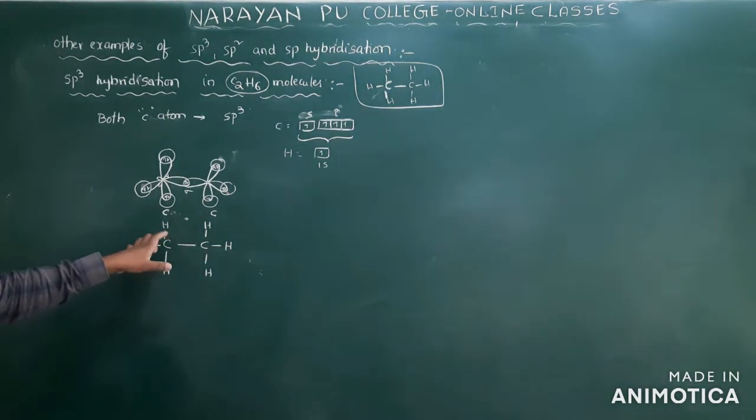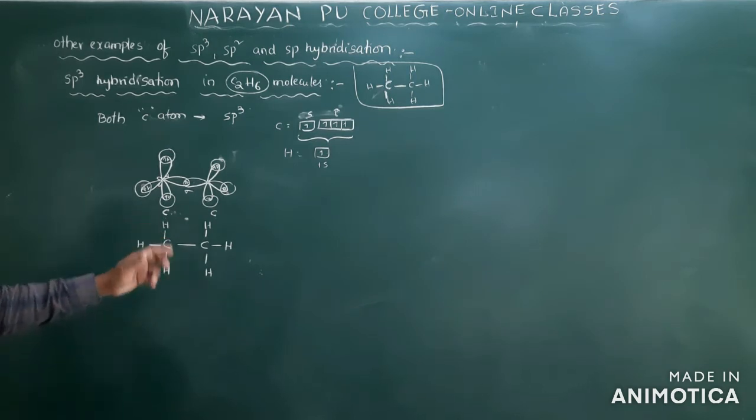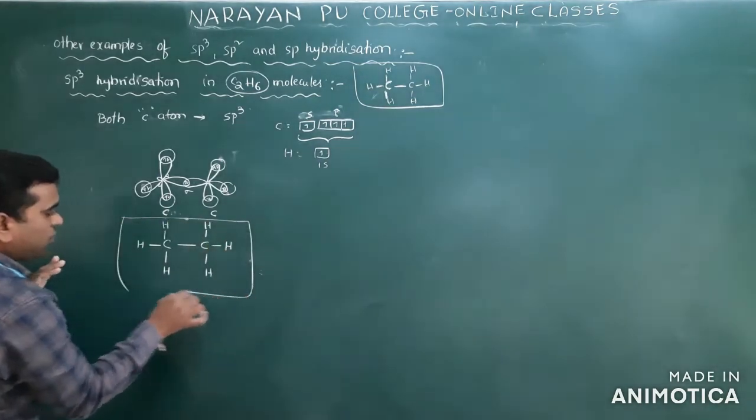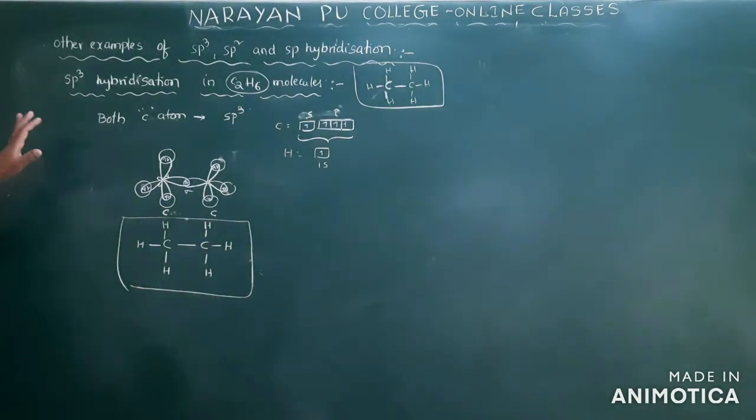So what does the bond angle mean? If you take any bond angle here, any CH bond angle, how much is it? The bond angle is 109.5 degree. Clear? So this is about sp3 hybridization. This is the reason how the molecule is formed. Clear? And next we will go for sp2 hybridization.